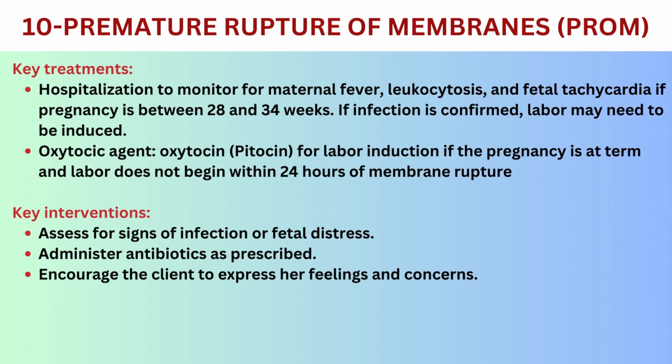The treatments include hospitalization to monitor for maternal fever, leukocytosis, and fetal tachycardia if pregnancy is between 28 and 34 weeks. If infection is confirmed, labor may need to be induced. Oxytocic agents, oxytocin, Pitocin, for labor induction if the pregnancy is at term and labor doesn't begin within 24 hours of a membrane rupture. The interventions include assess for signs of infection or fetal distress, administer antibiotics as prescribed, encourage the client to express her feelings and concerns.